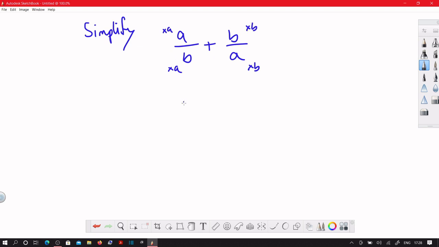That'll be a times a squared, and on the denominator it'll be ab. b times b, b squared, and on the denominator ab. You can see you've got the same denominator, so we copy the denominator across and just add the numerators.